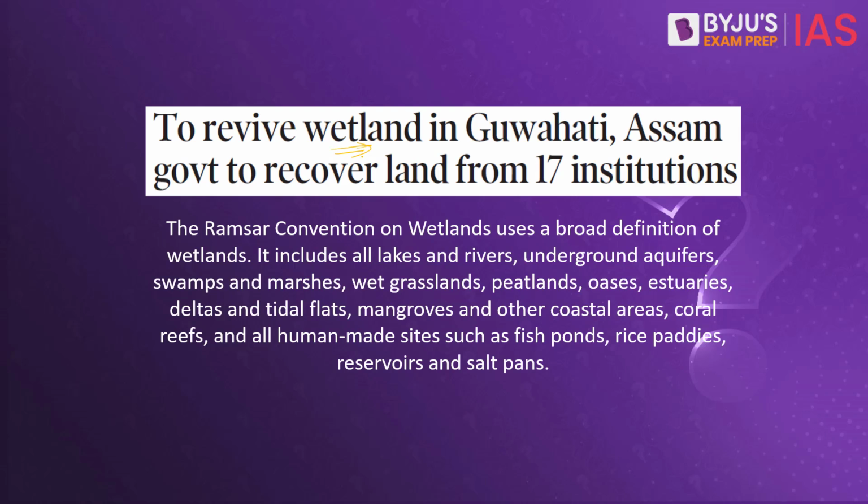The Ramsar Convention on Wetlands uses a broad definition of wetlands. It includes all lakes and rivers, underground aquifers, swamps and marshes, wet grasslands, peatlands, oases, estuaries, deltas and tidal flats, mangroves and other coastal areas, coral reefs, and all human-made sites such as fish ponds, rice paddies, reservoirs, and salt pans as well. These are some of the examples of wetlands.